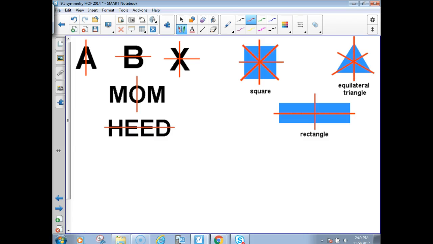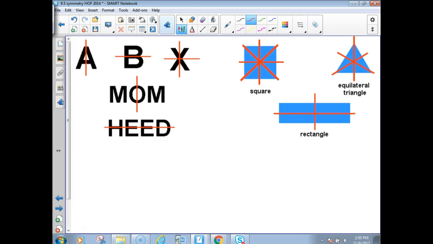A triangle, 3. And why? Because it's equilateral. So if all the sides are the same, that's what's true about a square and an equilateral triangle, then they're going to have as many lines of symmetry as they do angles or sides. If you look here at the rectangle, though, it only has 2.